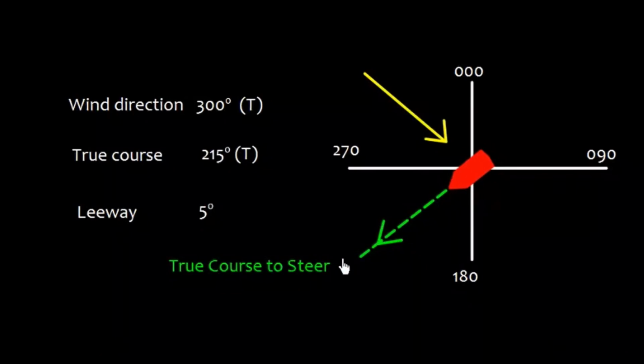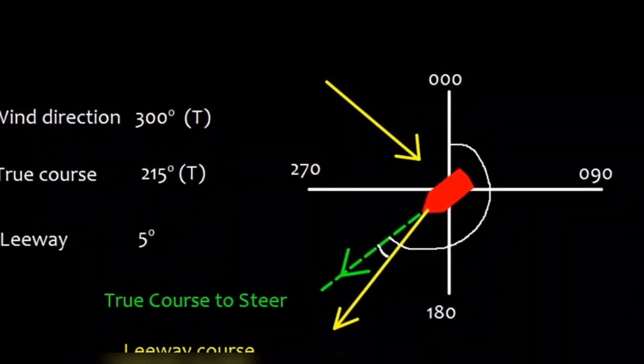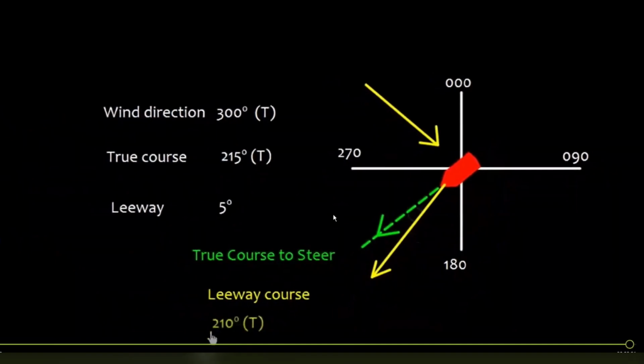215. The true course to steer is 215 here. Now, wind is pushing in this direction, so this will be the leeway course. And if this angle is 215, so from here to here is 215, and the estimated leeway is 5 degrees, that means this course is going to be 210. This course will be 210.